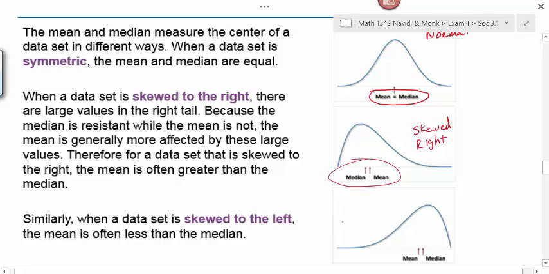If your distribution is skewed left, the mean gets pulled once again to the extreme value and our mean gets pulled to the left of the median. Remember, the mean is going to go where those extreme values are, large or small. So the mean gets pulled to the tails.